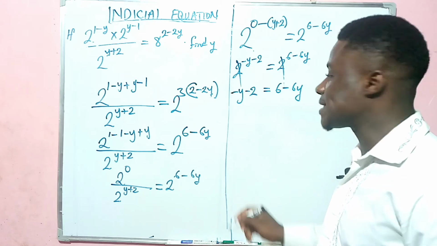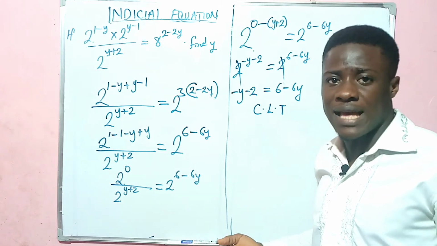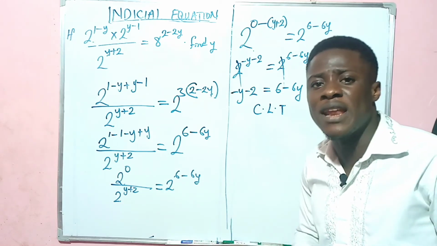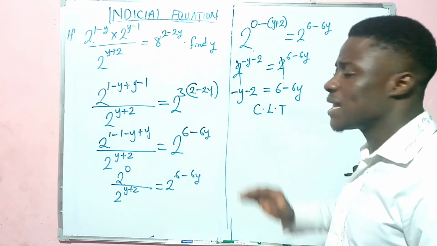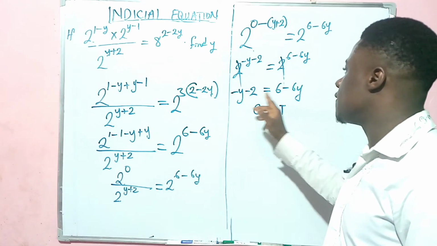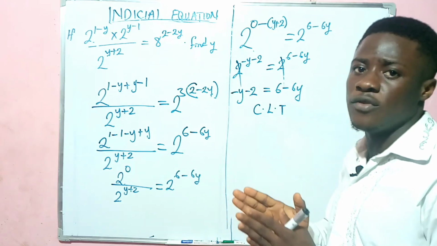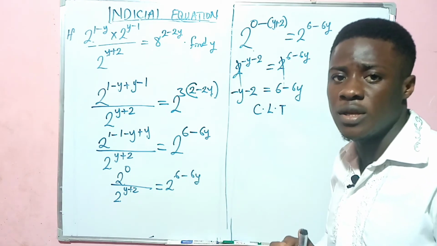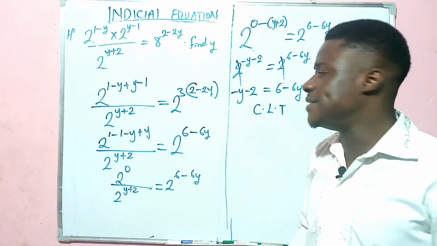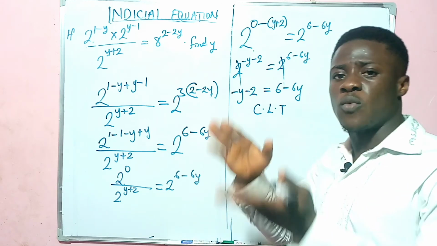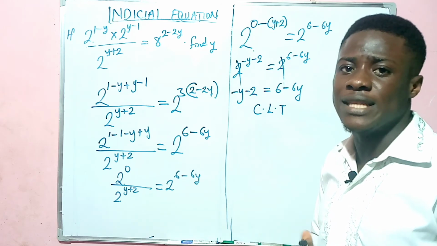What next? I will collect like terms. You know the principle of collecting like terms. When we are collecting like terms, we have to be very mindful of our signs. Those that have variables will be on one side of the equation, whereas the constants, or the ones having no variables, will be on the other side. When a minus sign crosses the equality sign, it changes to plus. And when a plus sign crosses the equality sign, it changes to minus.